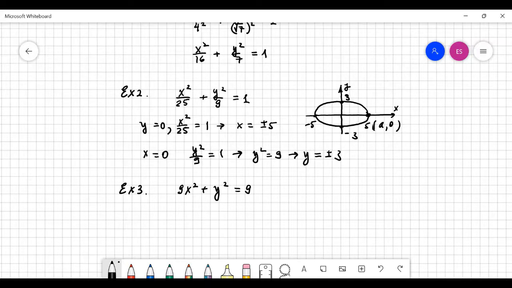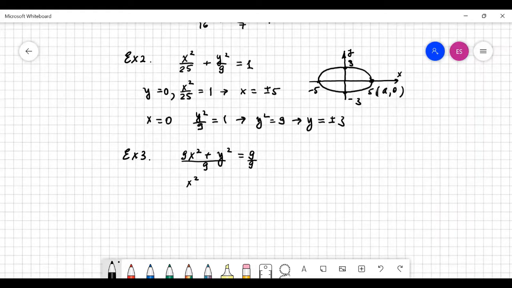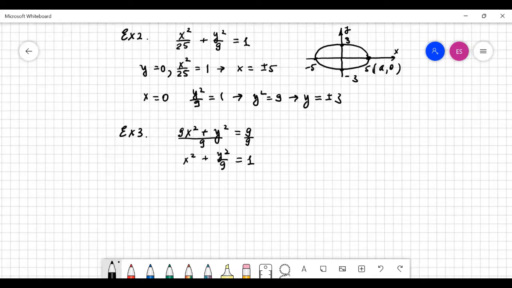To get 1 here, we just need to divide by 9 the left and right sides of our equation. And we are going to have x squared, because this one divided by 9 is just going to be 1, and y squared over 9 equals 1. Now, we'll need to find the vertices and make them points on our graph and connect them in a smooth line.